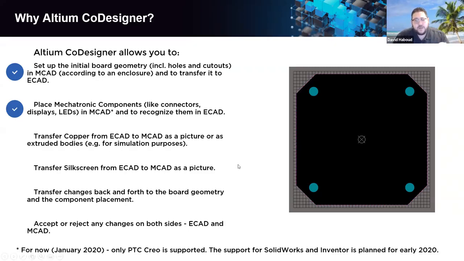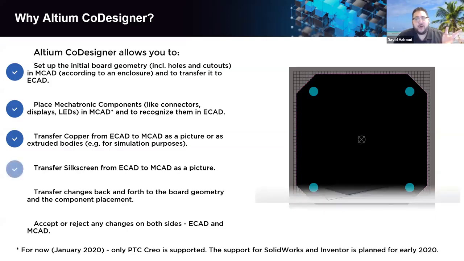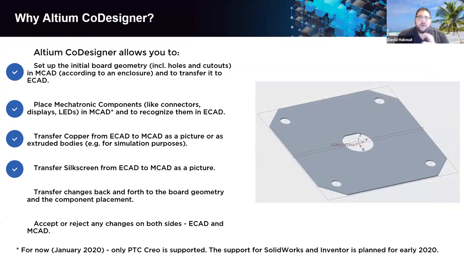So from there, once you're in the ECAD space, you're actually able to transfer all of the copper geometries over, either as a picture or as extruded bodies if you want to run some simulation, if you actually want to be able to click and grab onto any of the copper features inside the mechanical tool. Following up on that, silk screen as well. It comes over as a picture, as a decal in the terminology of the MCAD space.